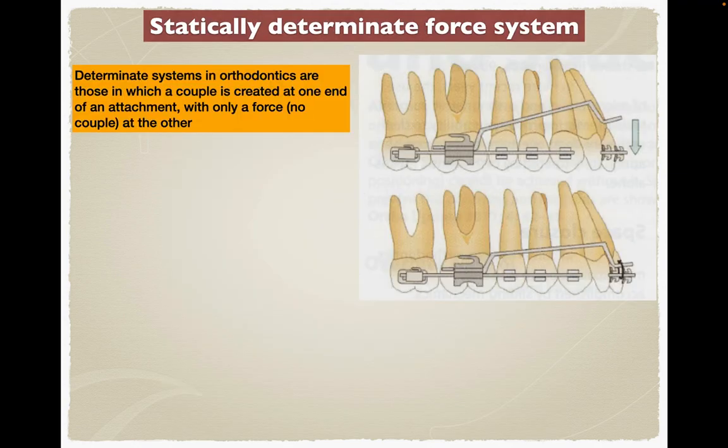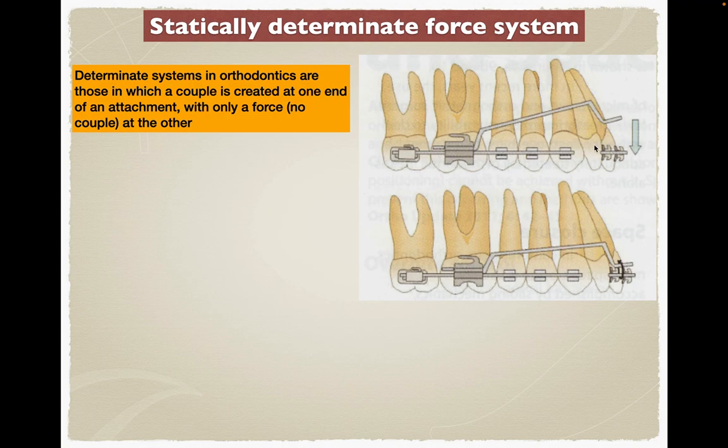So to have a determinate system in orthodontics, a couple force can be applied only on one attachment, and on the other side it would not be a couple force, it will just be a single point of force attachment. If you look at the figure here, you can see that we have a rectangular wire going in a rectangular slot that will result in a couple force. Now if this tooth is going to go into the bracket, that will be another rectangular wire in a rectangular slot, which will result in two couple forces.